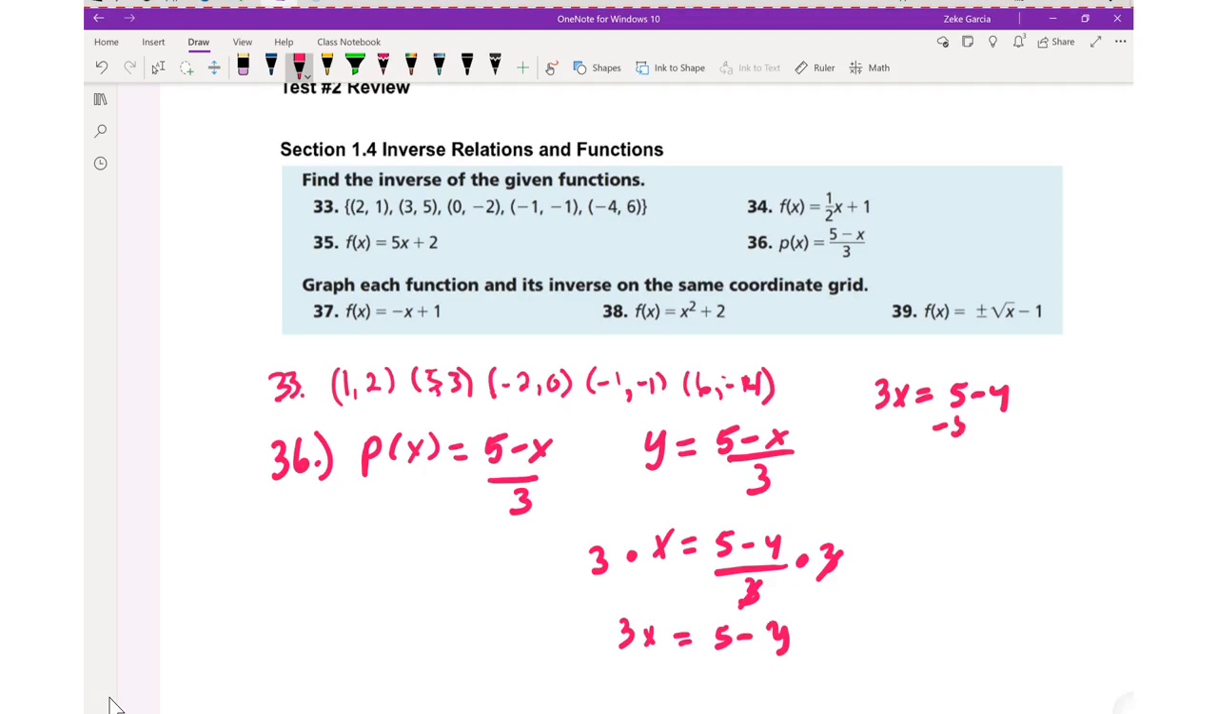You're going to subtract 5 from both sides. So you have 3x minus 5 is equal to negative y. And you notice that we have a negative 1 in front of the y, so we divide by negative 1. So it's negative 3x plus 5 equals y.